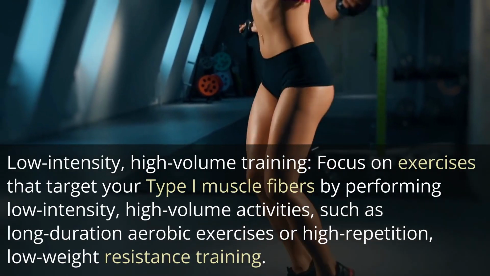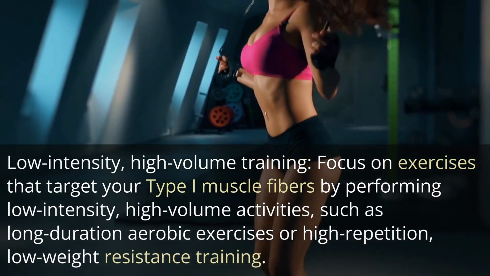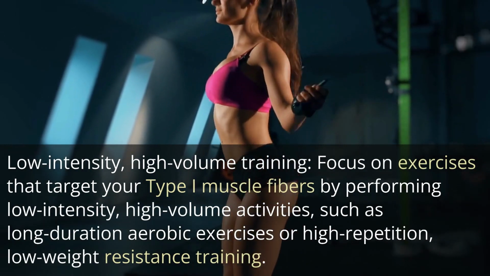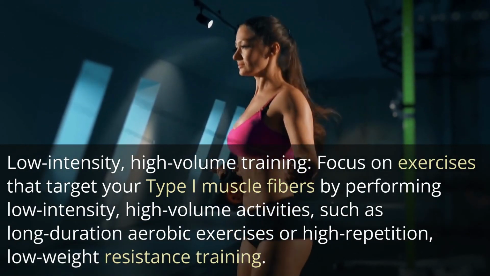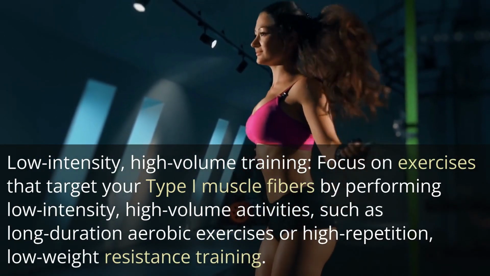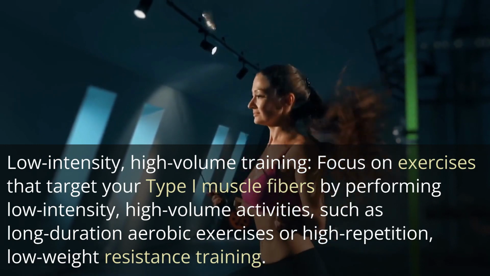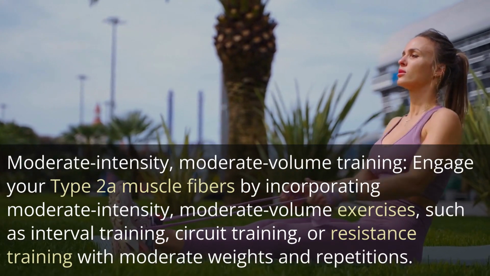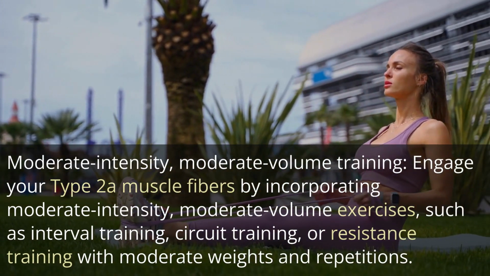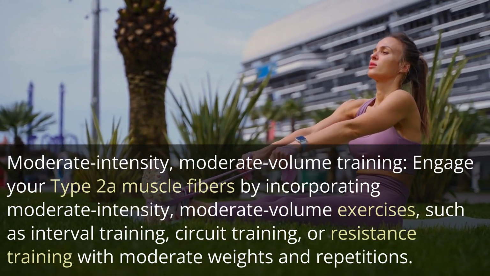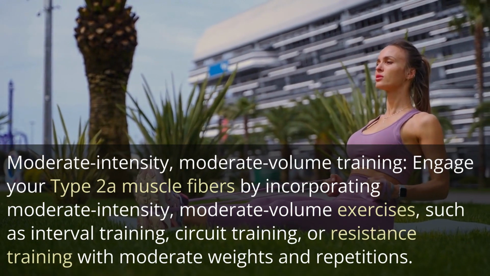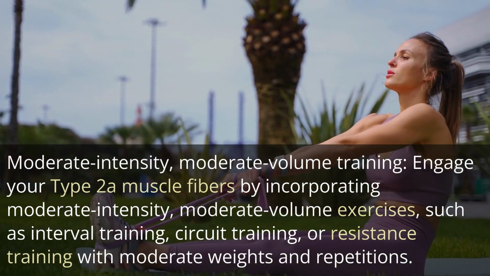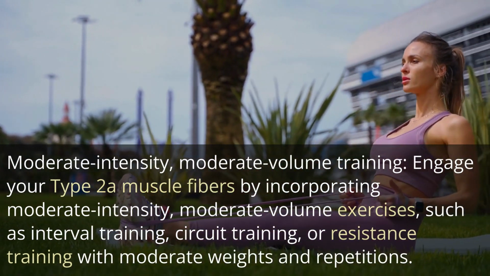Low-intensity, high-volume training. Focus on exercises that target your Type 1 muscle fibers by performing low-intensity, high-volume activities, such as long-duration aerobic exercises or high-repetition, low-weight resistance training. Moderate intensity, moderate volume training. Engage your Type 2A muscle fibers by incorporating moderate intensity, moderate volume exercises, such as interval training, circuit training, or resistance training with moderate weights and repetitions.